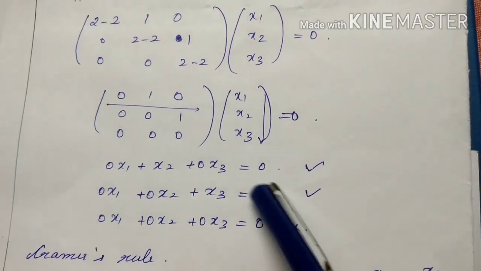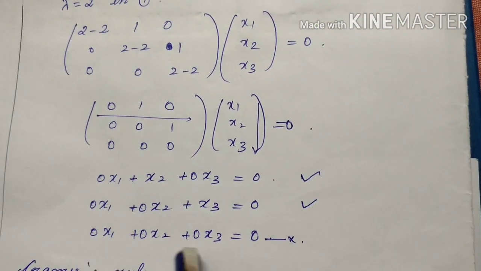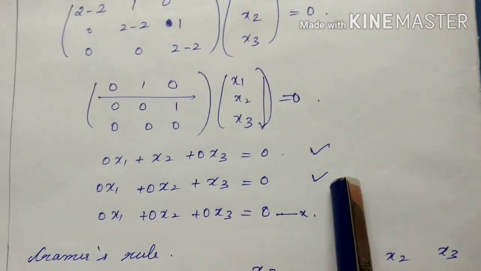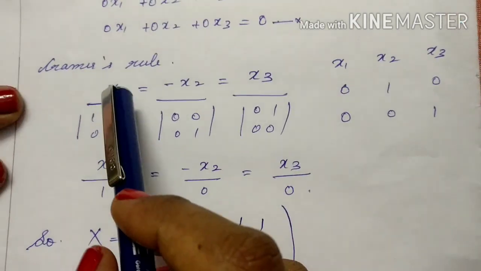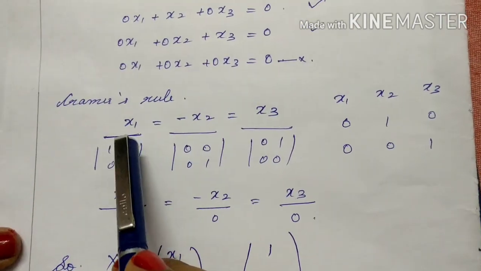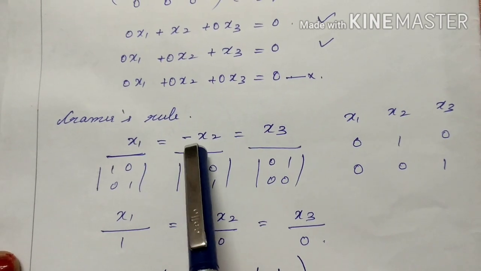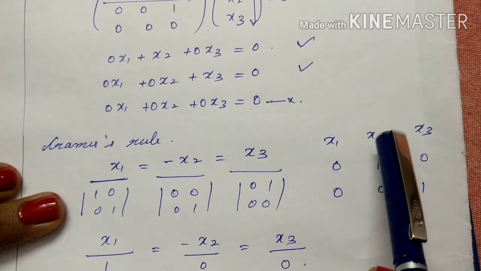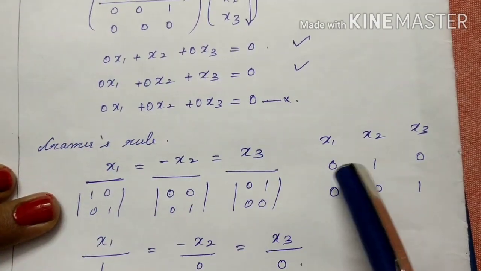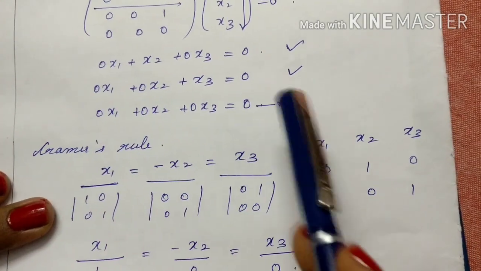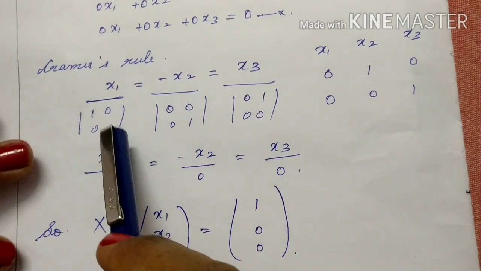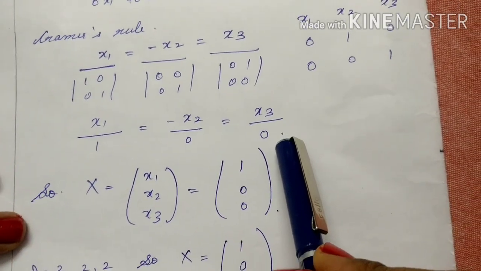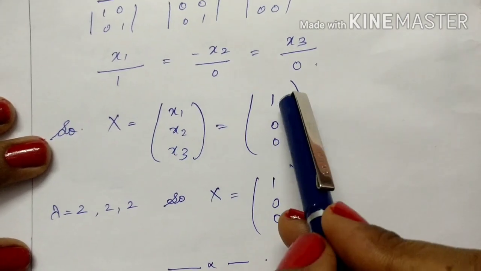Proceeding the same way, you'll be getting three different equations. But look at the last equation, it's nothing but 0, 0, 0. You're not going to do anything with this. So we consider only first and second equation. Now use Cramer's rule as earlier. So with Cramer's rule, you'll be getting x1 is equal to minus x2 is equal to x3, and in the denominator you're going to consider just the minus. So x1, x2, x3, coefficient of first equation is 0, 1, 0. Coefficient of second equation is 0, 0, 1. Now simplifying, we'll be getting x1 by 1 minus x2 by 0, x3 by 0. So I'm getting the x vector as 1, 0, 0.